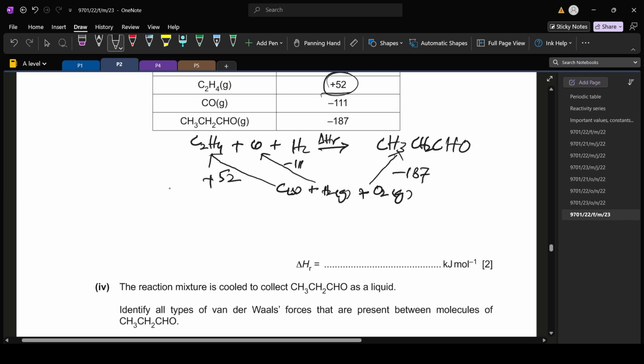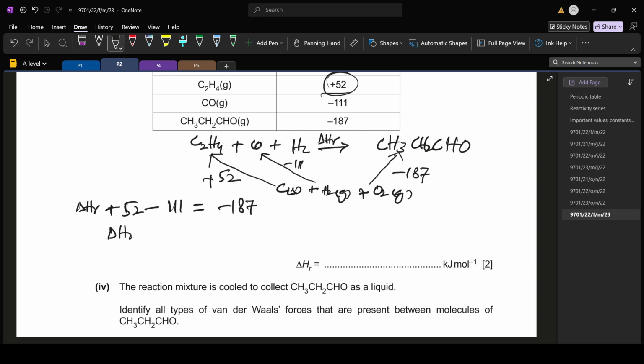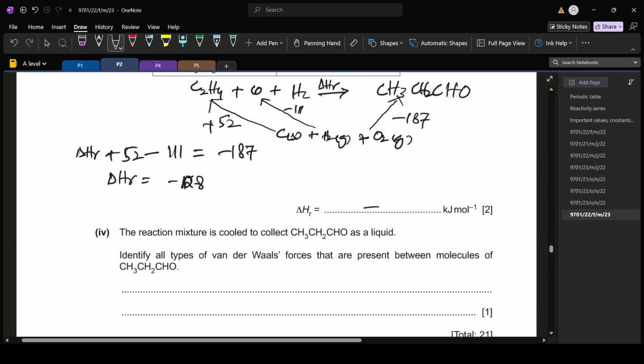So you will find this enthalpy change of reaction. So enthalpy change of reaction is equal to 52 plus minus 111 is equal to minus 187. Okay. So this enthalpy change of reaction is going to be minus 128. Okay. So this is your enthalpy change of reaction, minus 128.